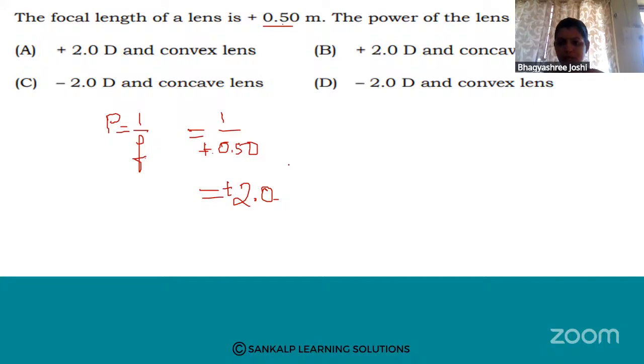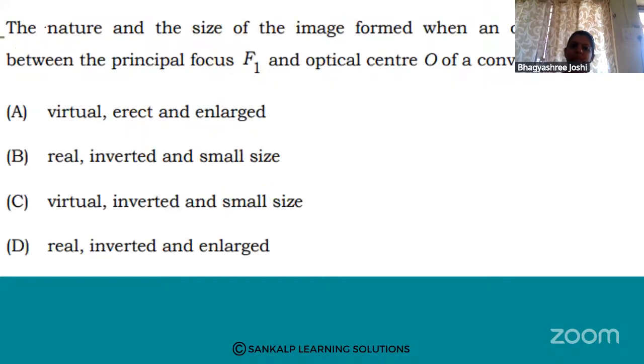When you get a positive sign, it is a convex lens. So in case of convex lens, you are going to get positive sign. In case of concave lens, it is negative. Okay, so option A is right. Where you get positive, it will be convex, and where you are getting negative sign, that is concave lens. Okay, remember.